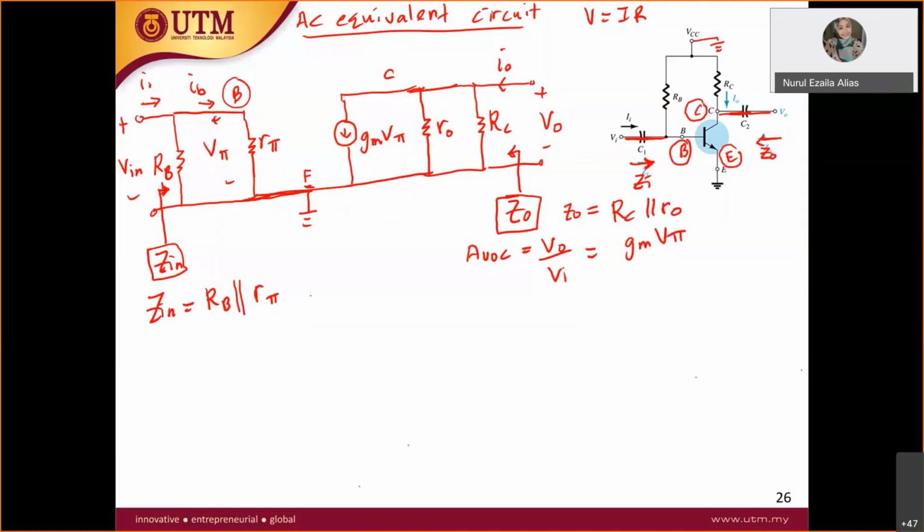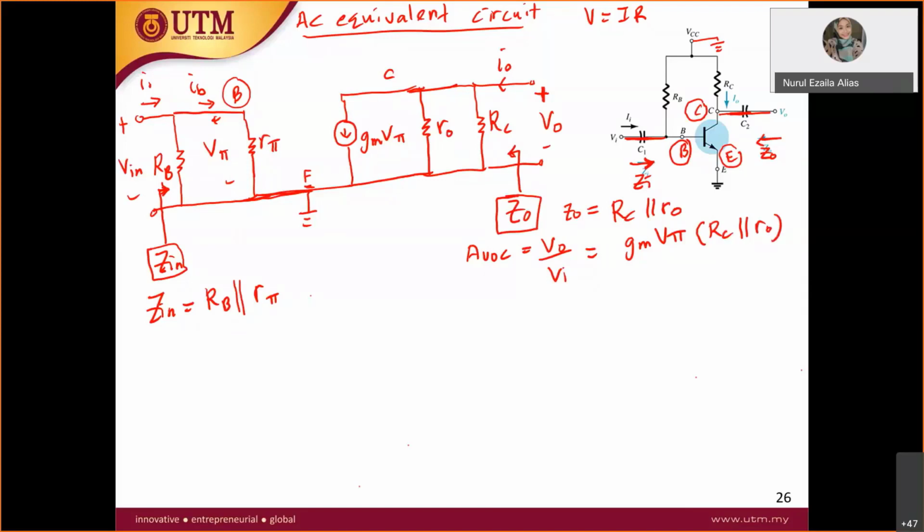Since your voltage V out here has the top positive, you should get current going down through RC. So what is the R here? R here is actually the total resistor, RC parallel with r naught. So that's how you find it.